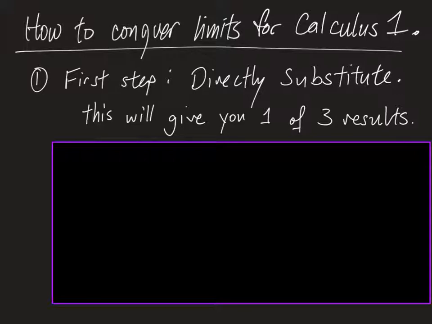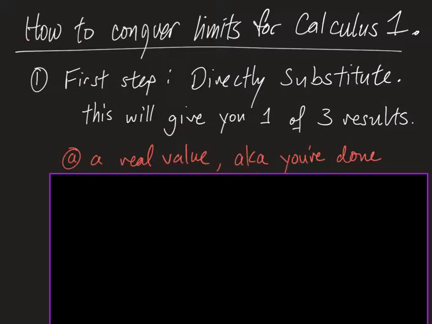Generally speaking, the first thing you want to do is directly substitute. Directly substituting in a limit will give you one of three different results. The very first result will be a real value, aka you're done. It could be 0, it could be some rational number, all sorts of fun stuff. You can just directly substitute, and if you get a number, you're good.